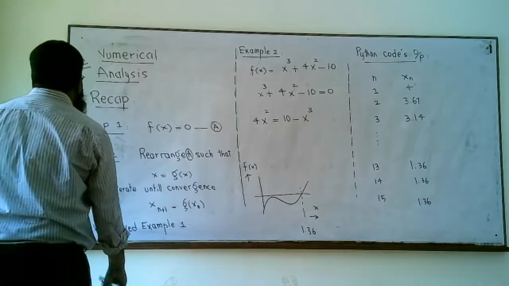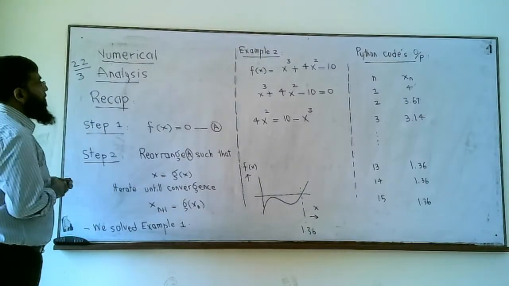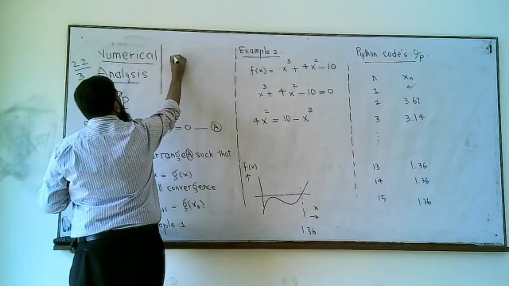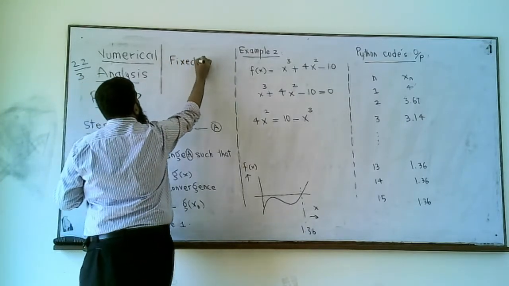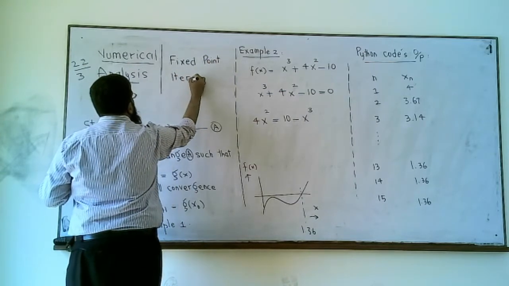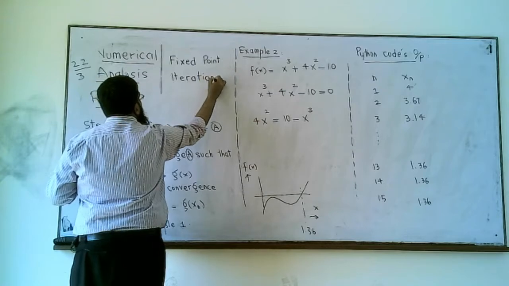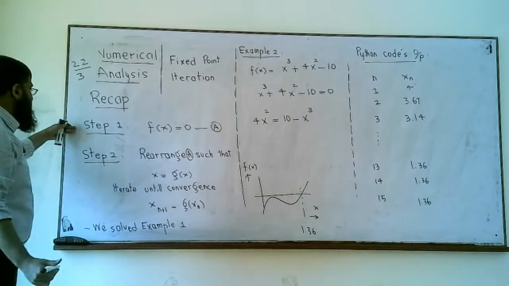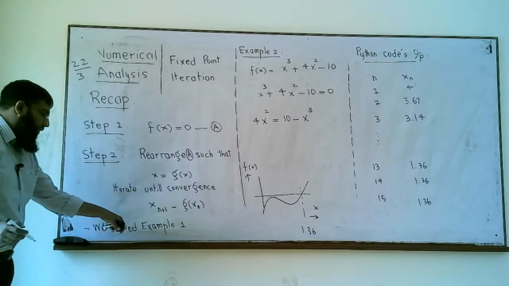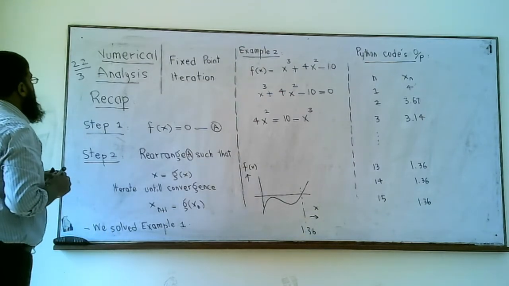Welcome to the second part of the fixed point iteration methods lecture. We are studying the fixed point iteration technique, and we started studying this technique in our last lecture. We went through these two steps and we solved one example. We called it example number 1, right?